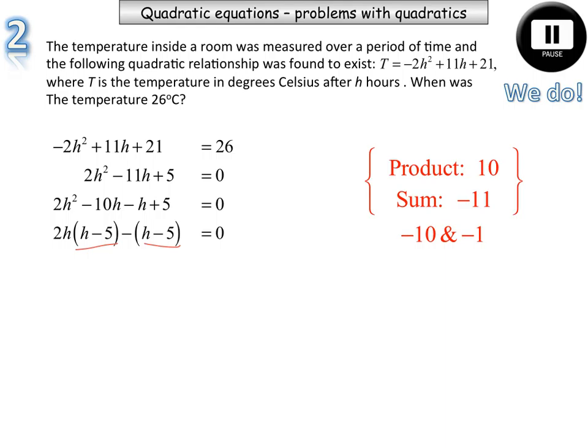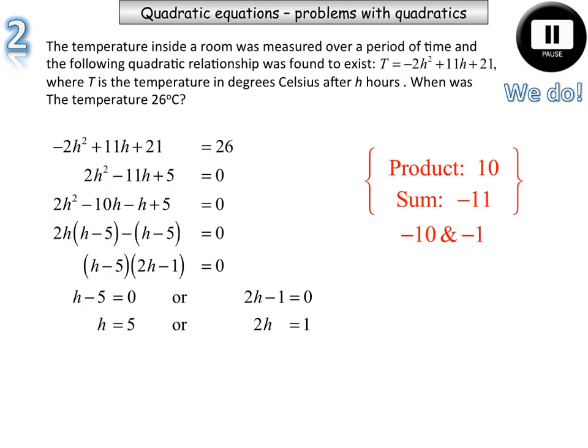That comes out the front. h minus 5 brackets 2h, take away 1. Solving these two linear equations, that becomes a positive 5, that becomes a positive 1. So h is equal to 5 and 2h is equal to 1. So we have our two values. In this case, there's no negative values. If we ended up obtaining a negative value for time, we'll ignore that. But we have half an hour and also 5 hours.